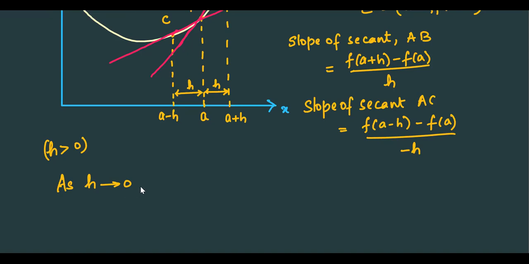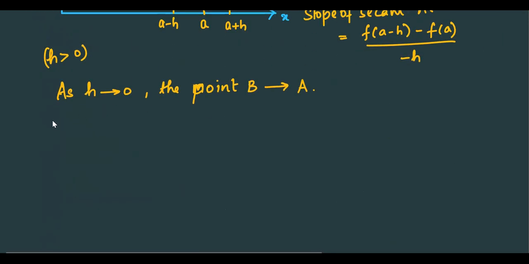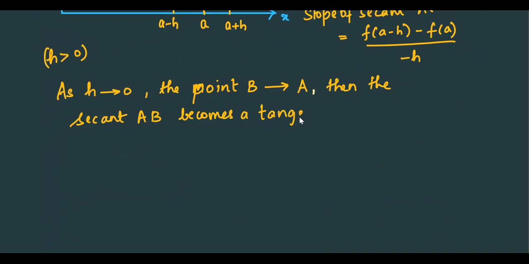Now as H tends to 0, the point B moves towards A. Here, this is A, this is C, this is B. As B moves towards A, the line AB just touches the curve at A. Then the secant AB becomes a tangent at A.